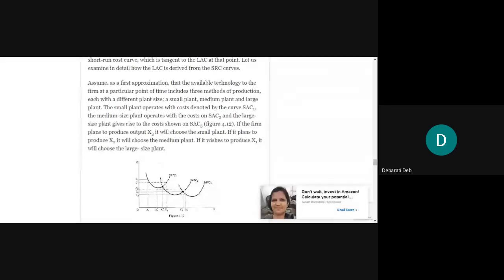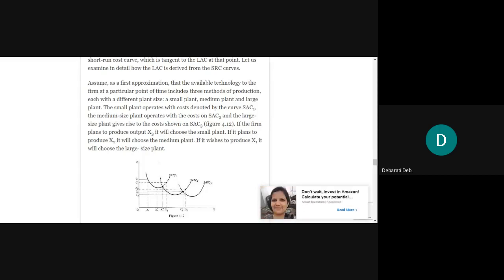The technology which is available to the firm at any point of time includes three different methods of production, each with a different plant size. The plant sizes are small plant, medium plant, and large plant.